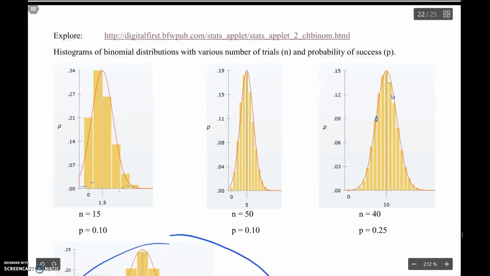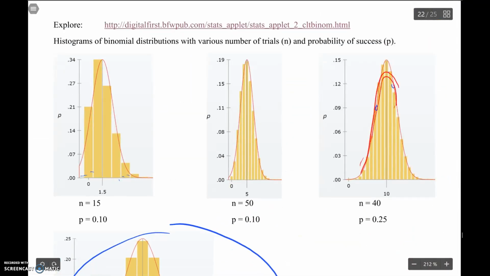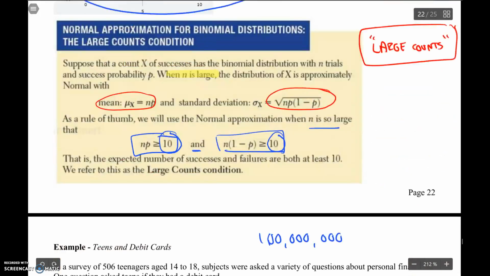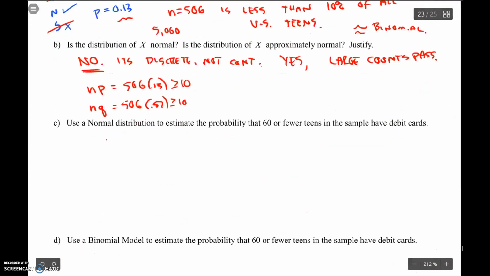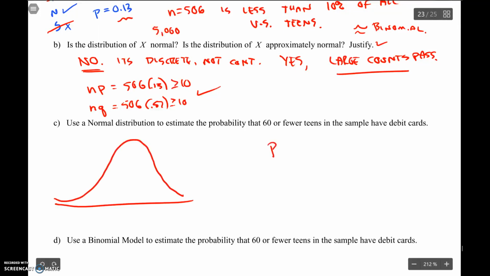So that means that my binomial model fits really nicely under that curve. There's not very many gaps, and it's pretty much symmetric. I justified it. I checked the large counts condition. So let's use a normal distribution to approximate the probability. Okay, so I have an approximately normal distribution. I want the probability that 60 or fewer teens have debit cards. So if I pick 506 kids, what's the probability that the number of kids with debit cards is going to be 60 or fewer?